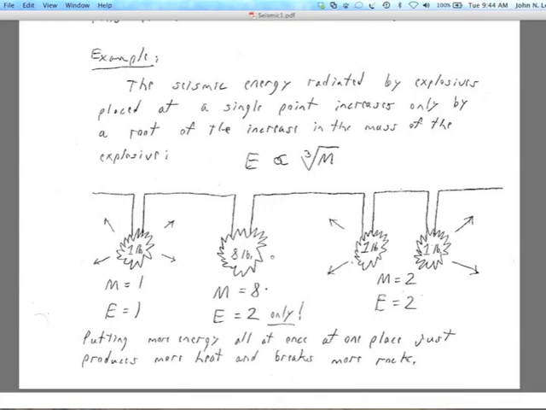Then we load it up. We put in 8 pounds of dynamite. So the mass is eight, eight times one. But the cube root of eight is two. So even though we put in way more explosives, and that costs at least eight times as much, probably more, we only get twice as much energy in our seismic waves. In fact, since amplitude is the square root of energy, there's only 140% of the amplitude we had before.